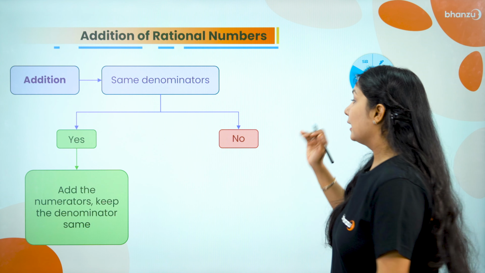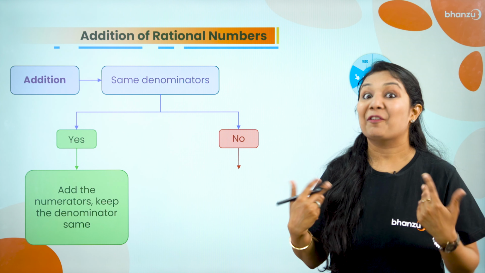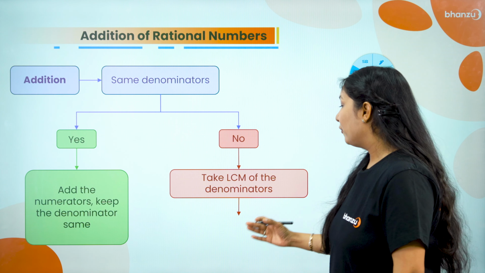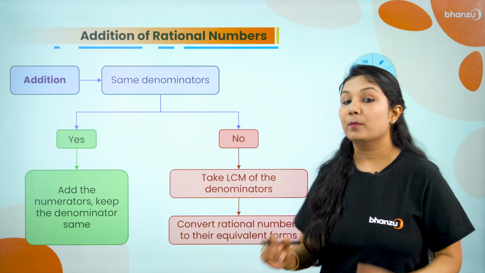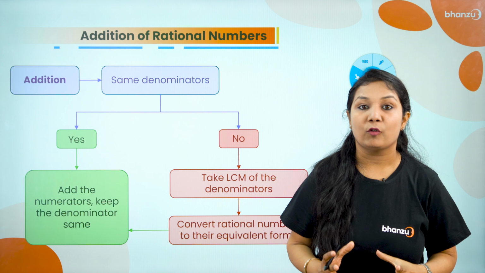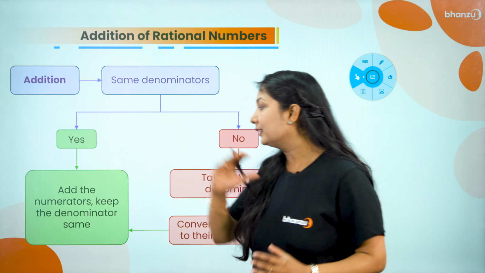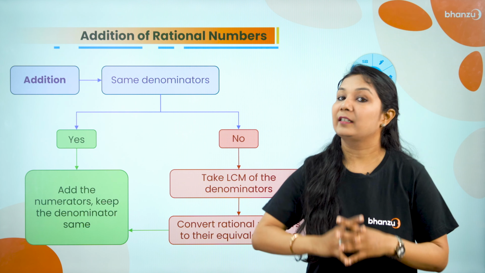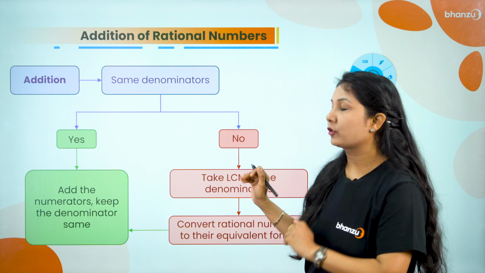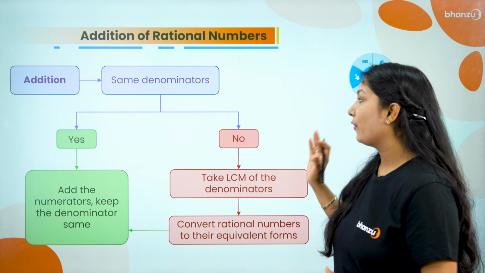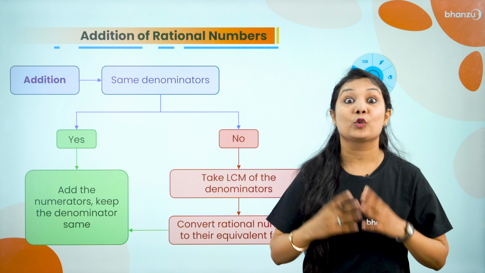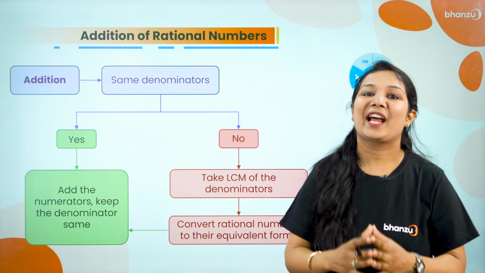But if in case the denominators are not the same, then what should we do? First of all we should take the LCM of the denominators and then we should convert the original rational numbers to their equivalent forms so that we can again add the numerators and keep the denominators same. Got it everybody? Yes. So this is how addition of rational numbers works. We are going to pick it up one by one: when the denominators are same, and when the denominators are not the same, how should we move ahead for addition of rational numbers.